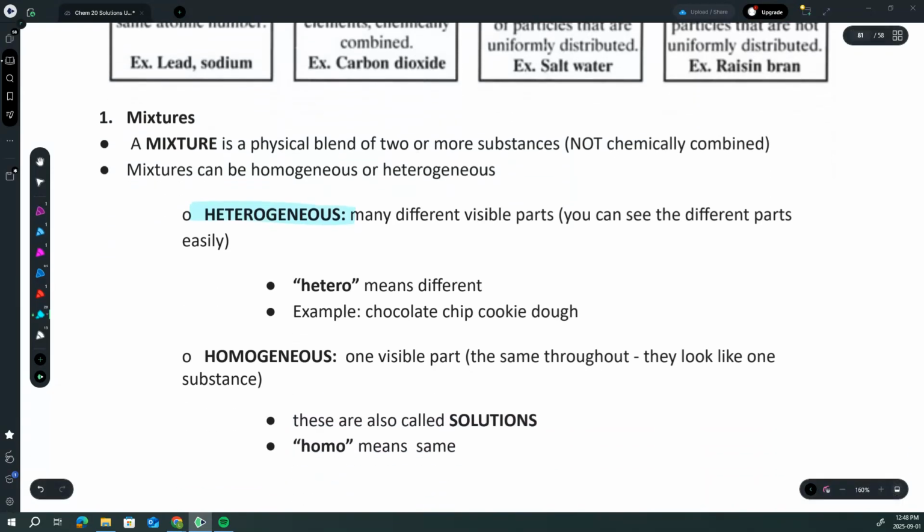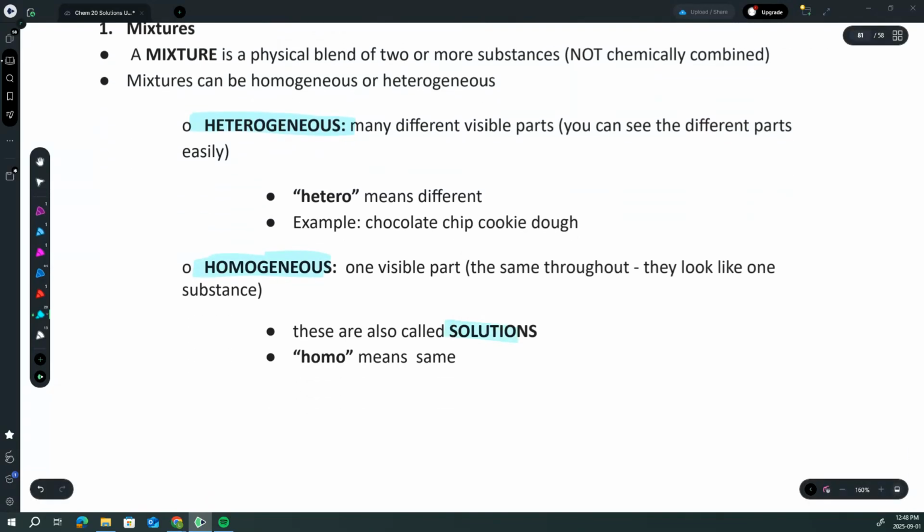I talked about a chocolate chip muffin. Another example would be a chocolate chip cookie. Or banana bread that has walnuts in it, you can clearly tell the bread or the cake mixture from the banana bread versus the walnuts. You can see the different parts. Whereas homogeneous, it all looks the same. And a homogeneous mixture is also called a solution.